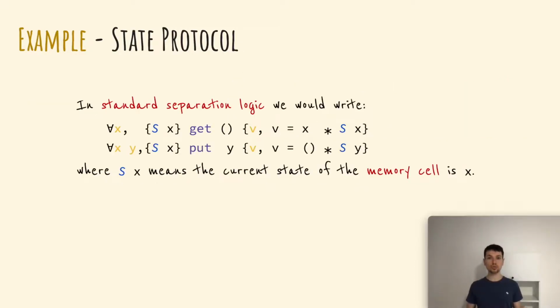What about the effects get and put? Well, before we move into that discussion, let's see how we write the specifications of the functions get and put in standard separation logic. Here, S is a predicate satisfied by the current state of the memory cell. The specification of get reads as: if before the state is X, then afterwards the state is the same and it returns X. The specification of put says that if the state is X, then afterwards it is updated to Y and it returns unit.